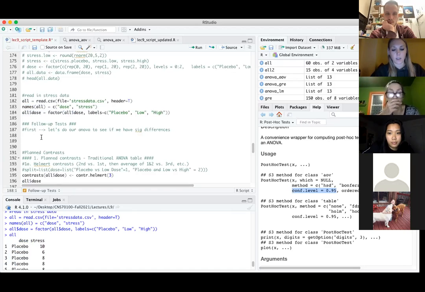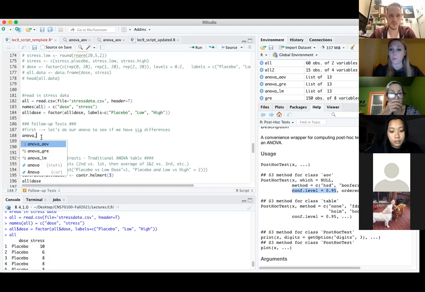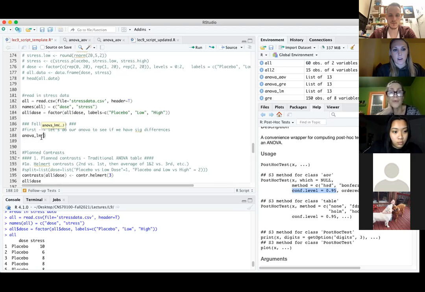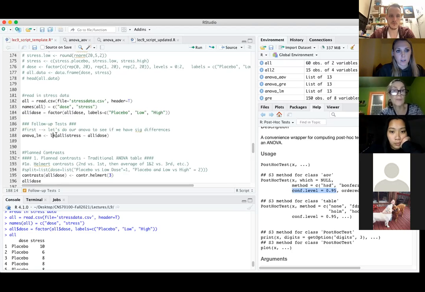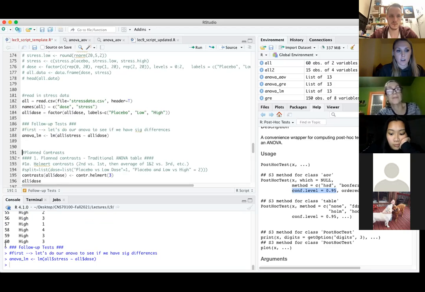So very first thing we're going to do is let's see if we have significant differences. So I'm just going to call this ANOVA. Again, remember we can do it with AOV or the LM function. Doesn't really matter. I'm going to do the LM function this time. So we're going to say all stress, DV, dependent variable always goes first. And then dose. And then, so remember, LM is the function there. So this is just creating the object called ANOVA LM.